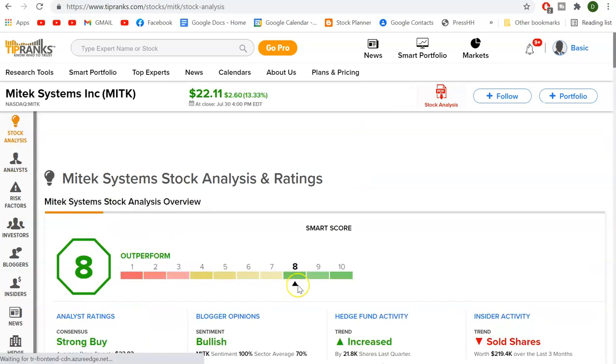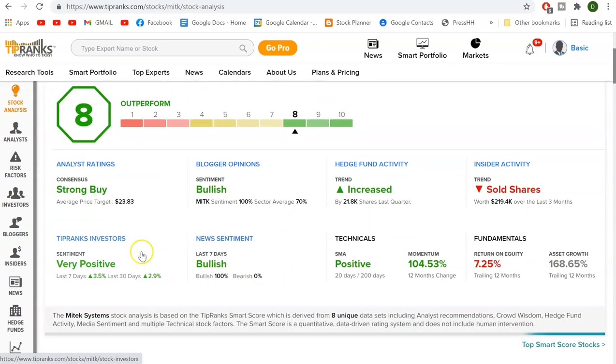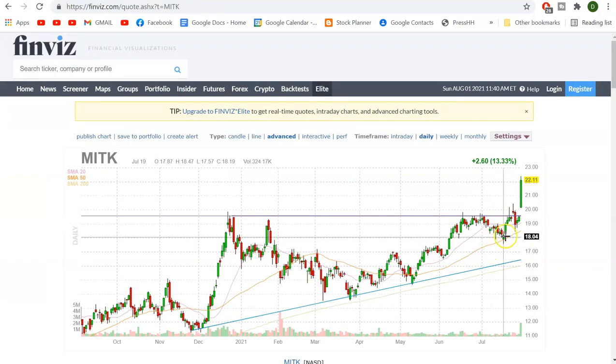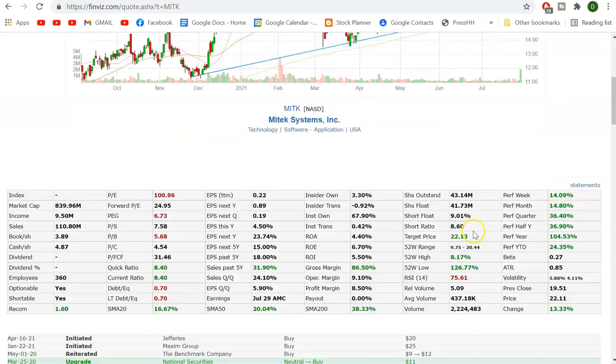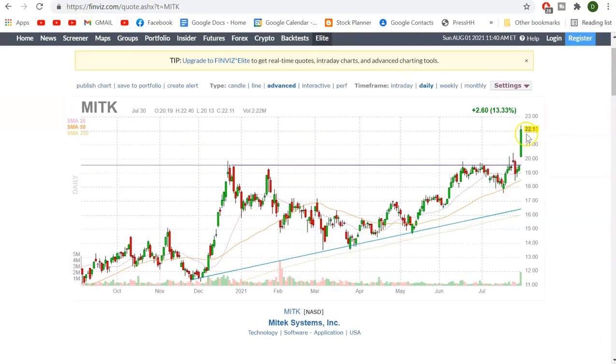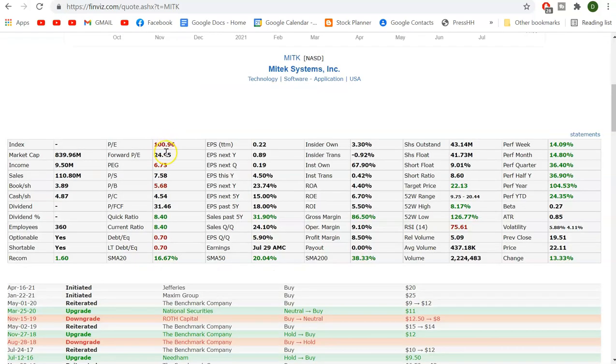It's got an 8 overall ranking, and our technicals and everything look pretty good here. The fundamentals are a little off, and the insiders have sold shares. Looking at FinViz, to the moon. Target price at $22.13. It's already there. Profitable, optionable, shortable, and has a buy or a strong buy.